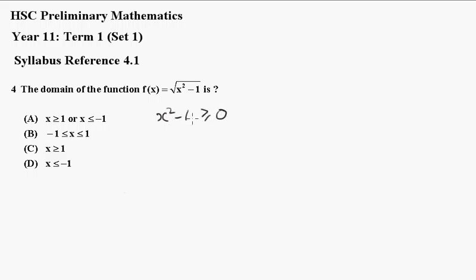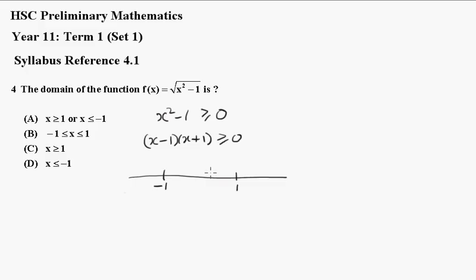You can't simply take 1 across the other side. We have to now factorize that using the difference of two squares. So it becomes (x minus 1)(x plus 1) is greater than or equal to 0. Now, considering the cases when this becomes 0, that is x will be equal to 1 and x is going to be equal to negative 1.